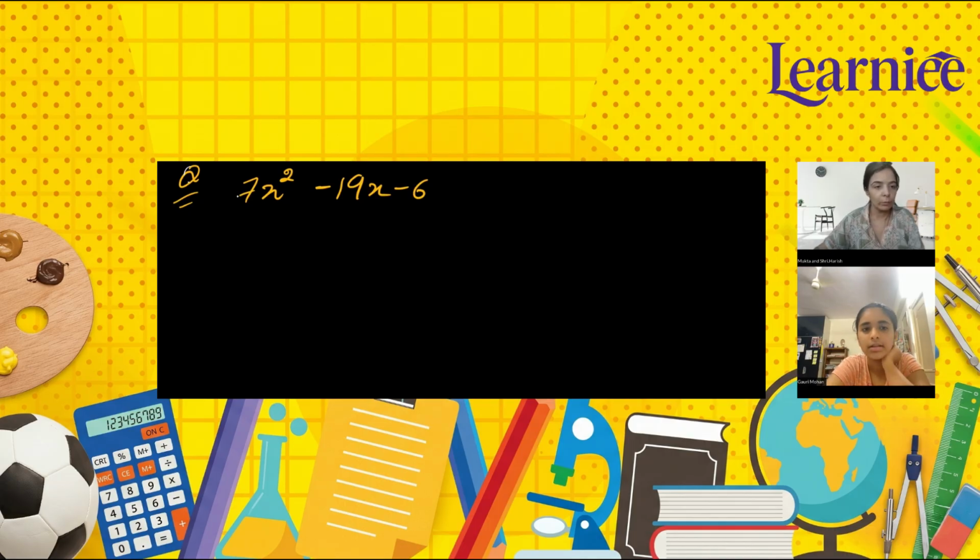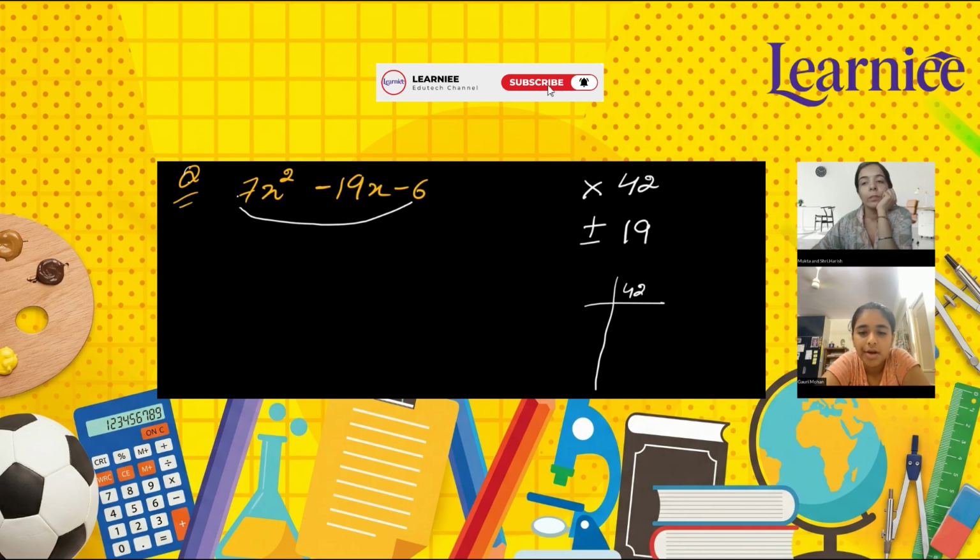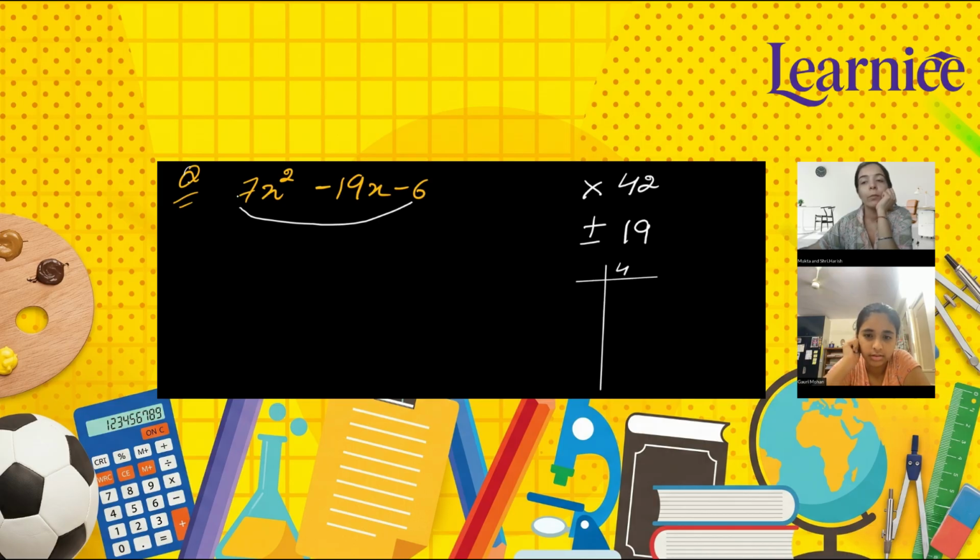So, according to the rule, if we multiply 7 and 6, 7 sixes are 42, right? For the time being, I'm not considering the sign. If you multiply, you should get 42, and if you add or subtract, you should get 19. We can do the LCM of 42, because it is difficult to check for 19, since it's a prime number.